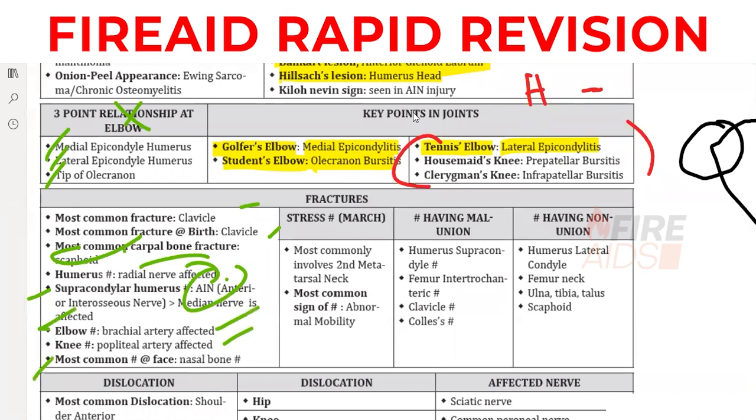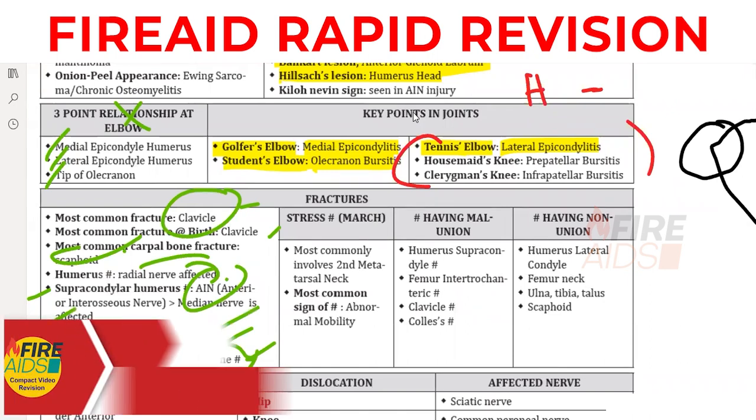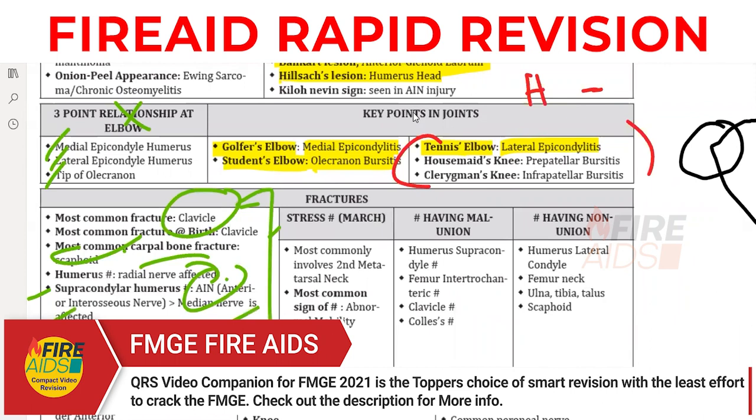The most common fracture in the face is the nasal bone. So the commonest fracture in the face is nasal bone, in carpal bone it is scaphoid, and overall it is clavicle. The most common fracture is going to be clavicle. These are the points you must memorize no matter what.